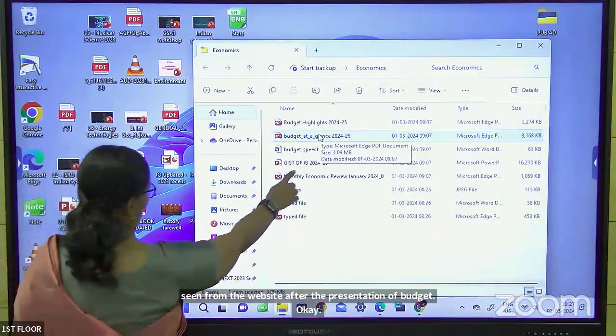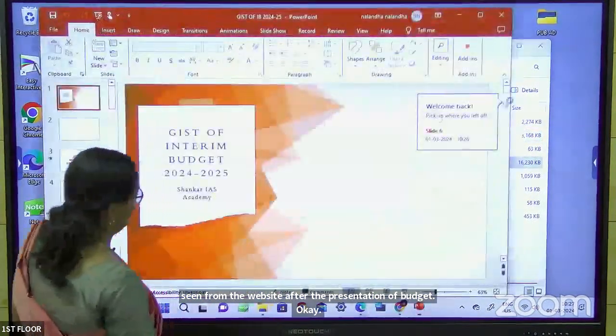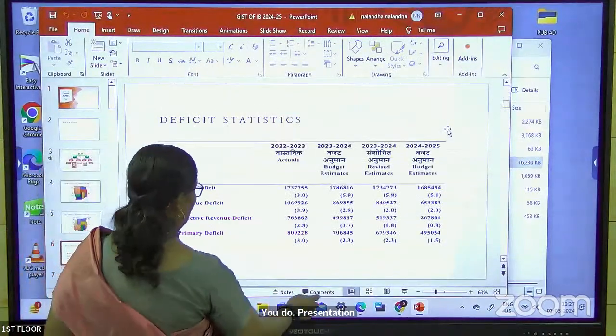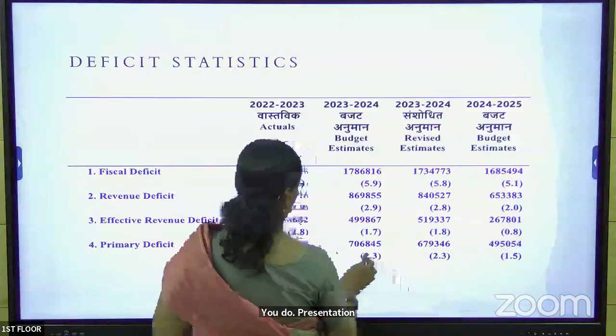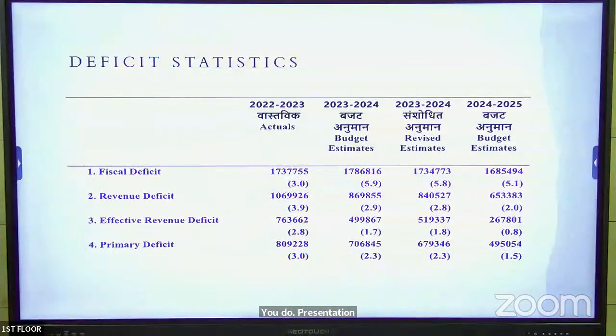இதுப்பா presentation open பண்ணுங்க. விட்டுருங்க நான். இல்லைன்னா I'll go through this.